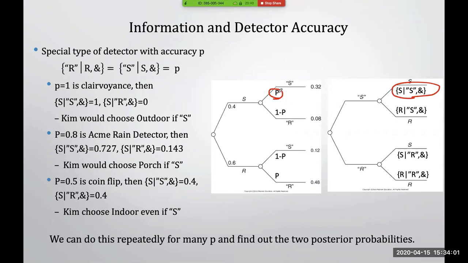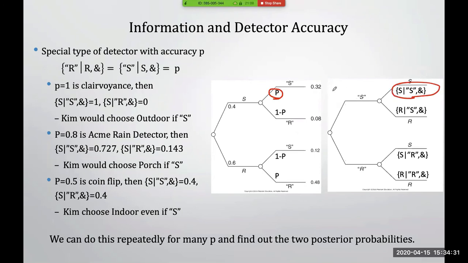When P is equal to 0.8, this is equal to 0.727. You can figure it out by yourself. When P is equal to 0.9, this would be another number. When P is equal to 0.6, this will be another number. So there is this pairwise relationship between the accuracy and the probability of the day being sunny when the message is sunny.